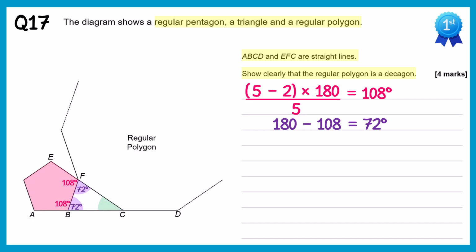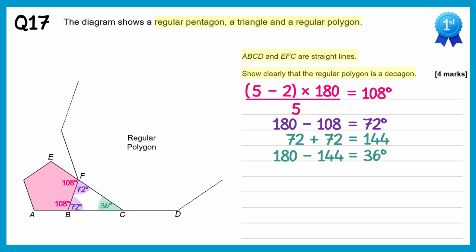Next, we're going to find this angle here marked in green. We'll do this by subtracting the two 72s from 180, since the angles in a triangle add up to 180. So if we do 72 plus 72, which is 144, and take this from 180, we get 36. So the green angle is 36 degrees. Now, since ABCD is a straight line, the green angle is actually the exterior angle for this regular polygon that we're trying to find out how many sides it has.